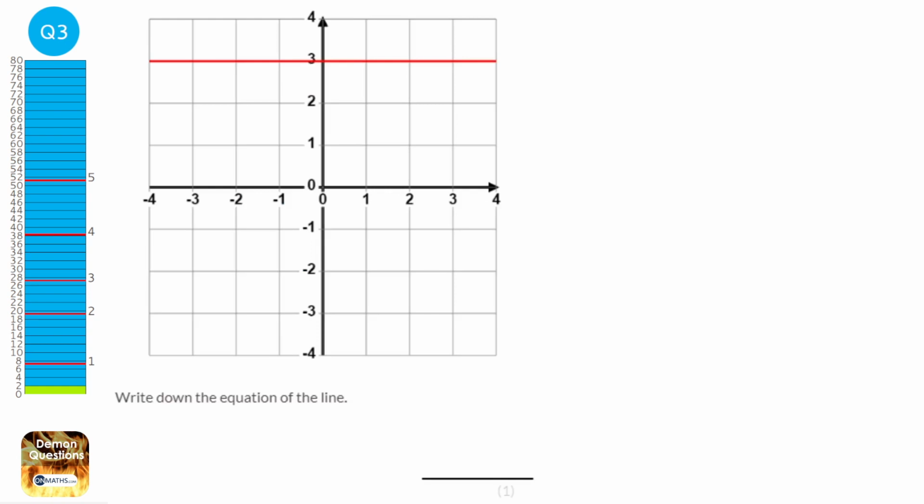Looking at this line, what do you notice about all the coordinates? Any coordinate along this line, the x coordinates are going to change, but the y coordinates will always be 3. So the equation of the line is y equals 3.